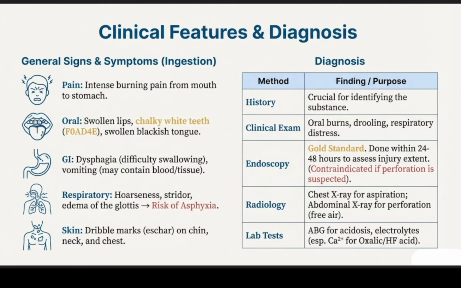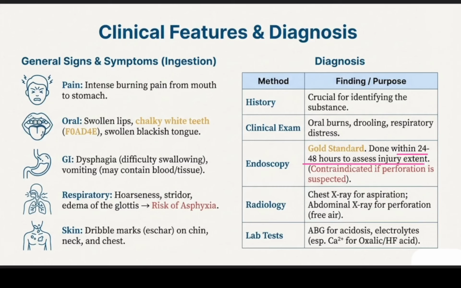Now, how are you going to diagnose it? See, remember that with any corrosive substance, it's very crucial to identify the substance. So we do clinical examination, oral examination: oral burns, drooling, respiratory distress are going to be there. Endoscopy, which is the gold standard, is done within 24 to 48 hours to assess the injury extent. But remember, if we suspect any kind of perforation, do not do it.